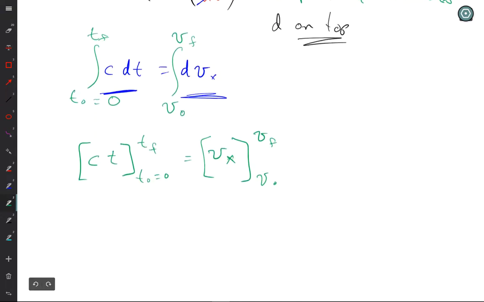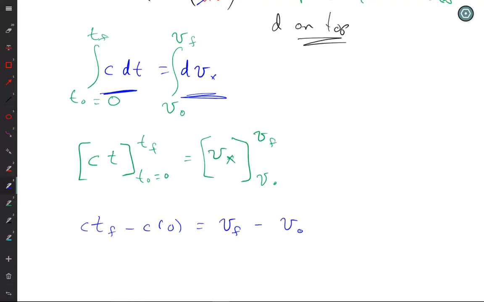So now when you have the limits, you have to evaluate those limits. I'm going to put your upper limit first: c t final minus, and then put in the lower limit, c times 0. And now I have an equation for the speed final as a function of the time final. When is final? It's whenever I choose final to be.